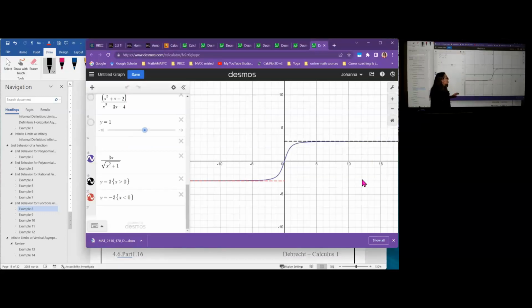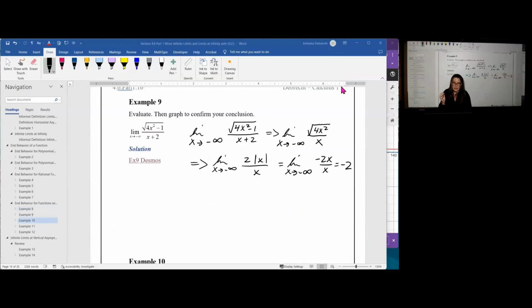You can see here the graph that we're looking at is in purple in the center. On the far right, it does indeed approach the horizontal asymptote y equal 3 relatively quickly. On the left, you'll notice that it does approach the horizontal asymptote of negative 3. Our suspicions were correct. Let's now look at example 9, which is the limit as x approaches negative infinity of numerator square root of 4x squared minus 1 divided by denominator x plus 2.